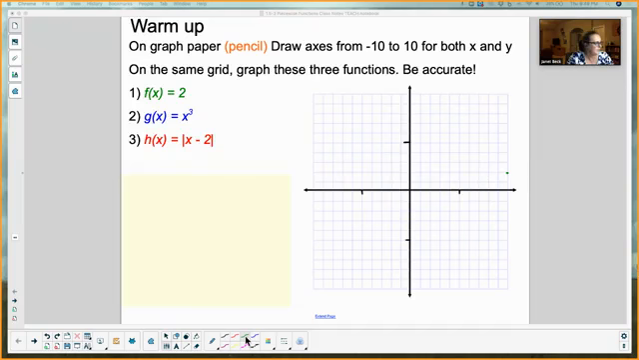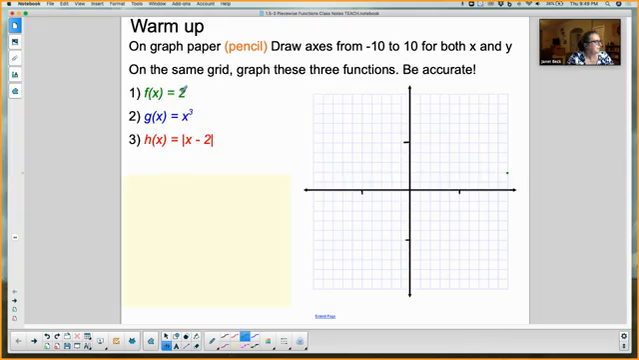Okay, so let's have a look at them. The one in green first. So we have here, f of x equals 2. There's no x's in it. That means it doesn't matter what your x value is, your y value is going to be 2. If your x was -9, y was 2. If your x was 0, your y would be 2. If your x was 5, your y would be 2. Join all those together and you get a horizontal line going through y equals 2.